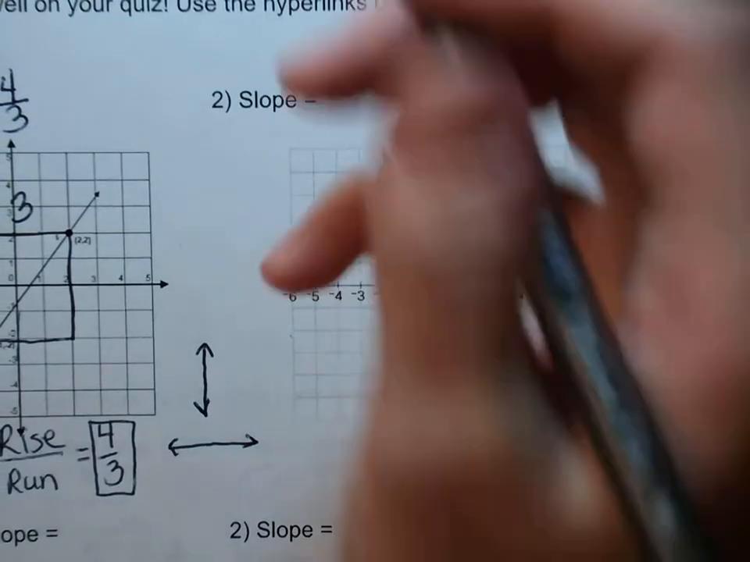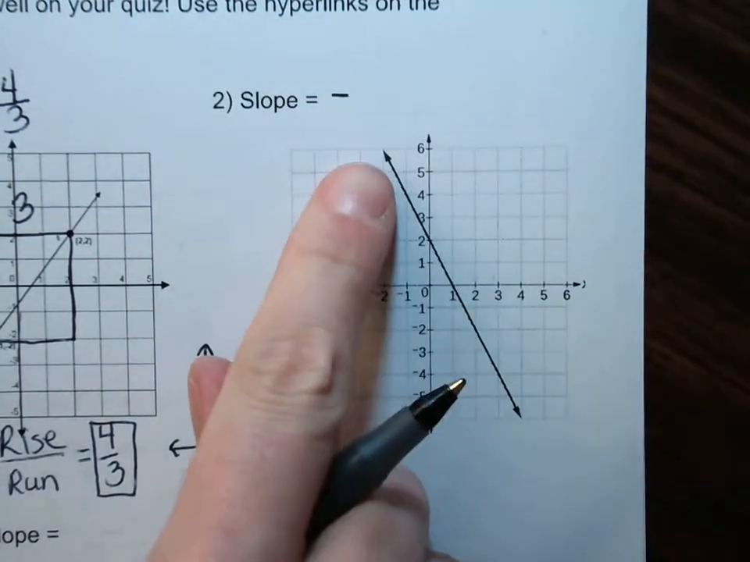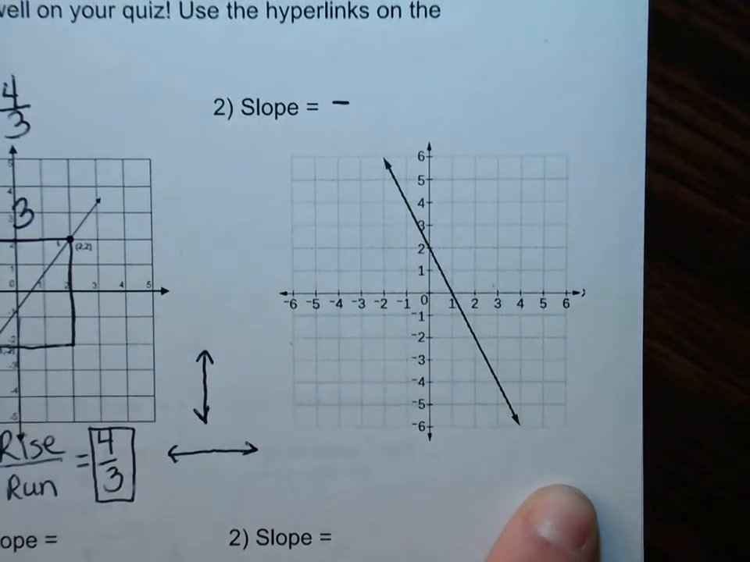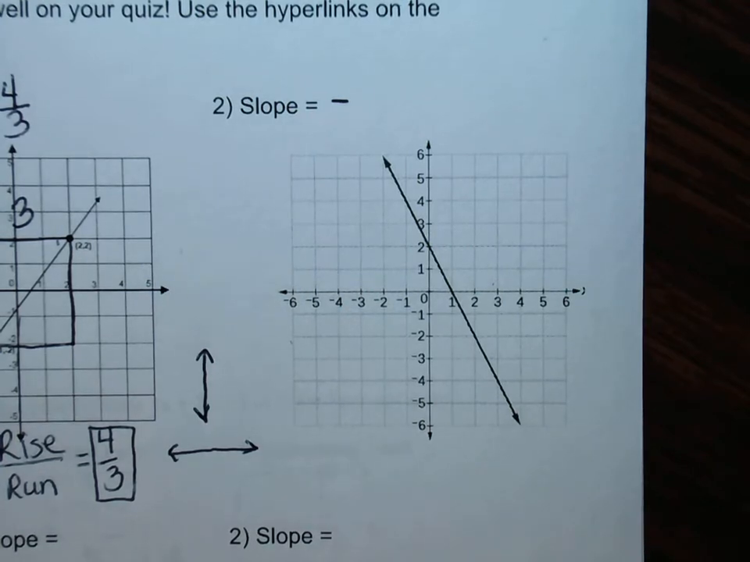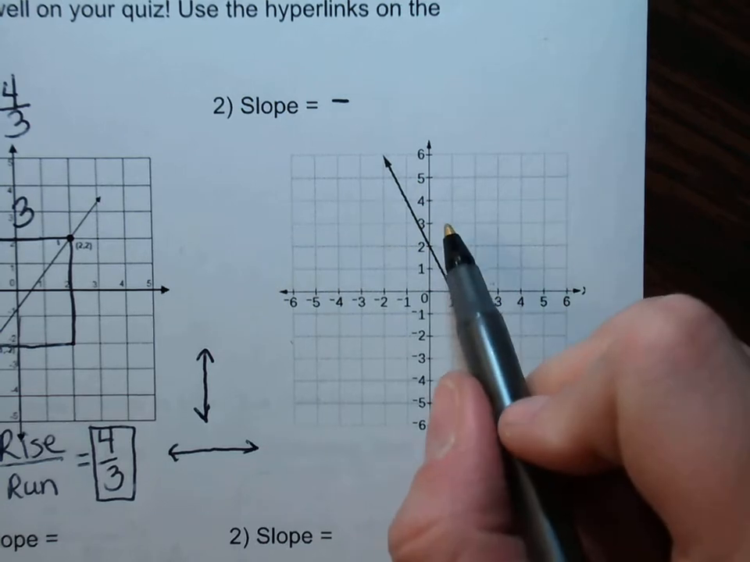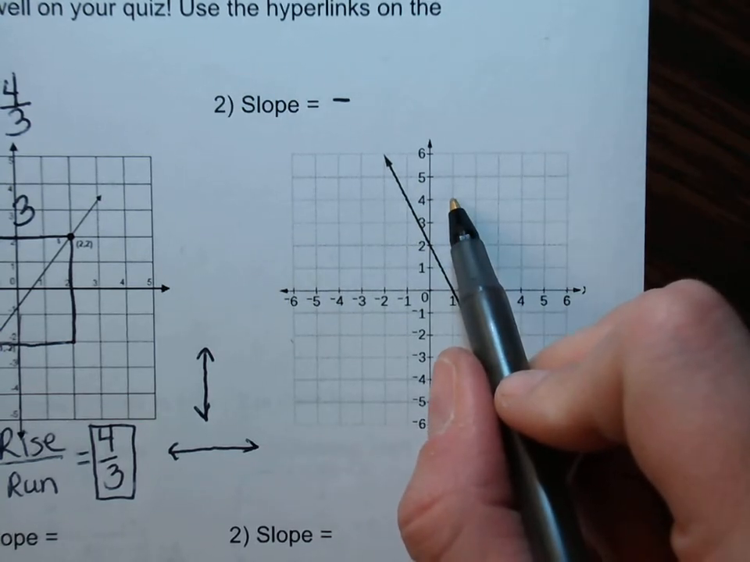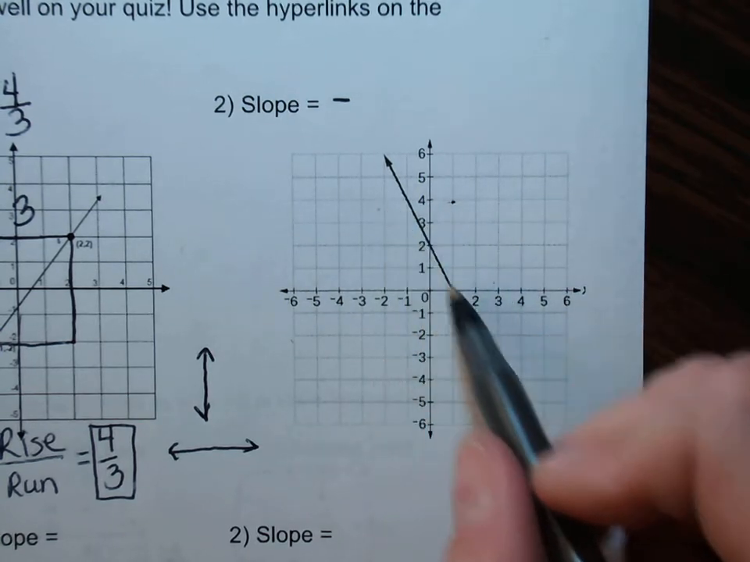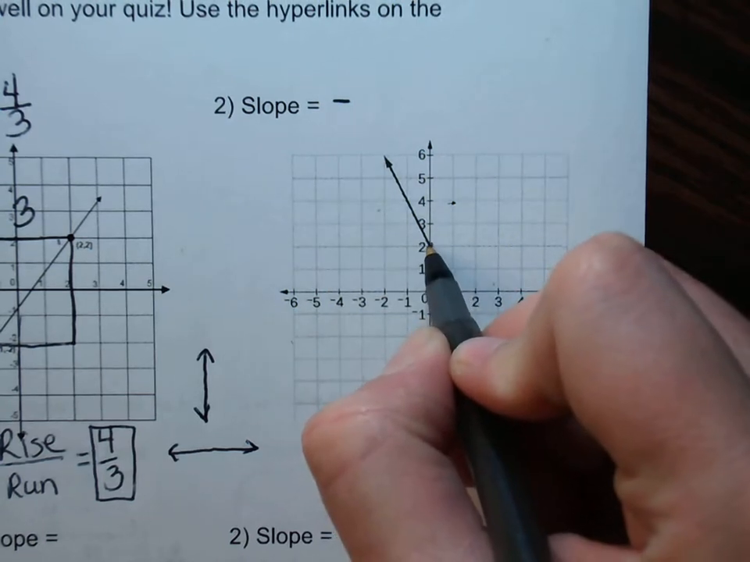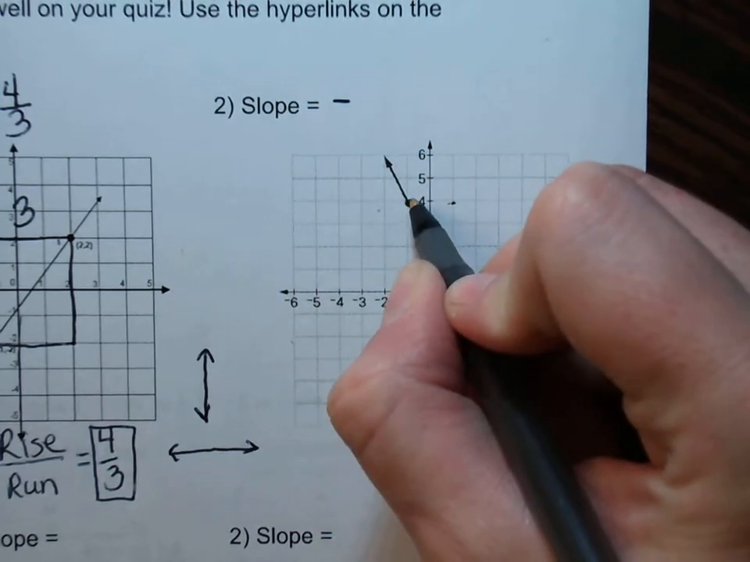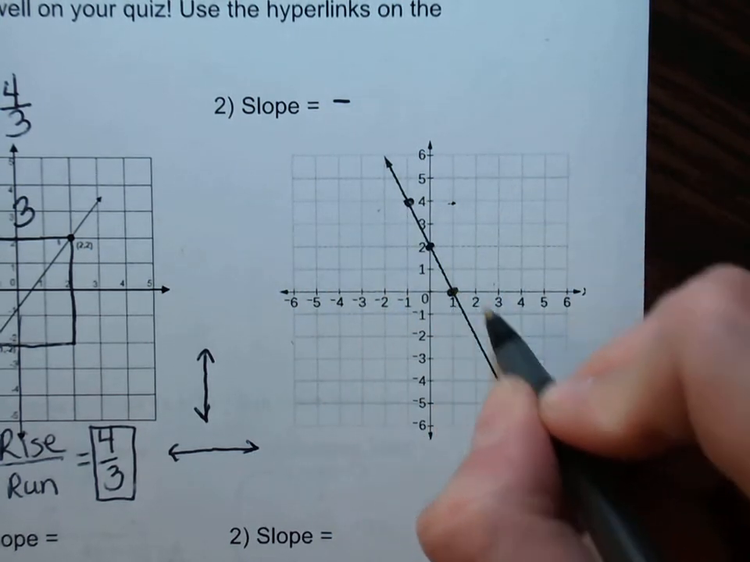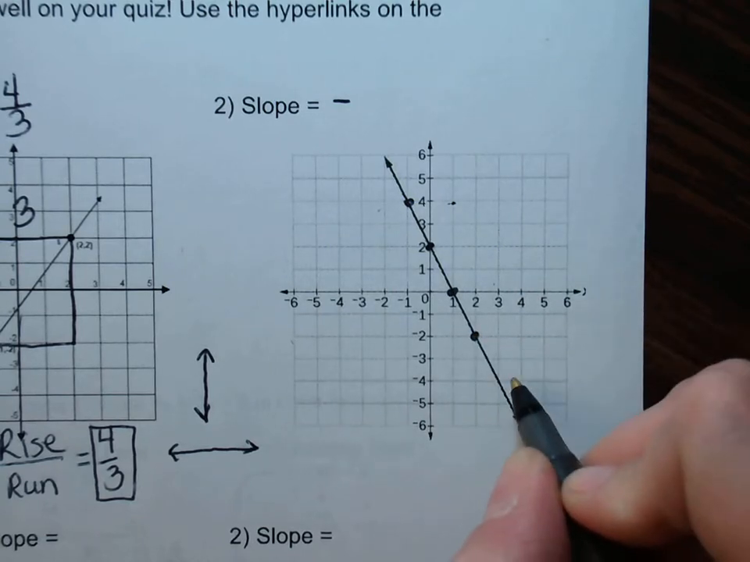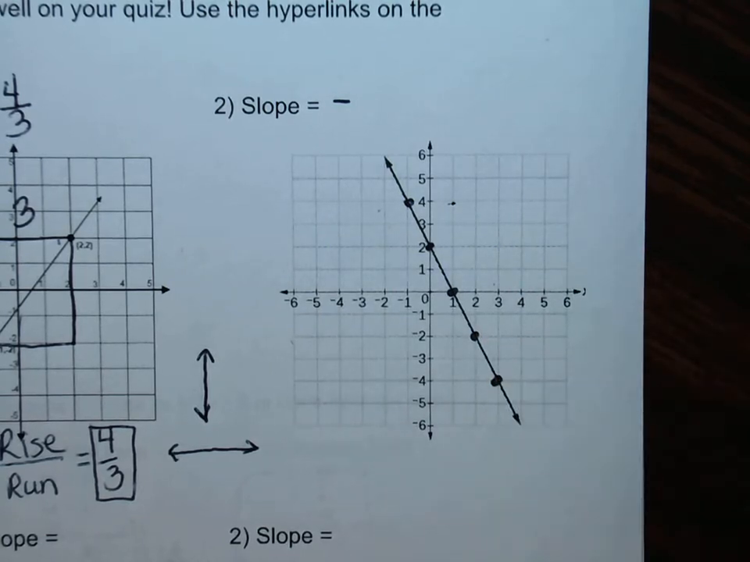Now we have this graph. This graph is going to be negative because my line is decreasing. It's going down. So I need to first find my perfect points. Remember, perfect points are where it goes through the corners of the grid boxes, but it has to fall on your line. So we can have this as a perfect point, this as a perfect point, this as a perfect point, this as a perfect point, and this as a perfect point.